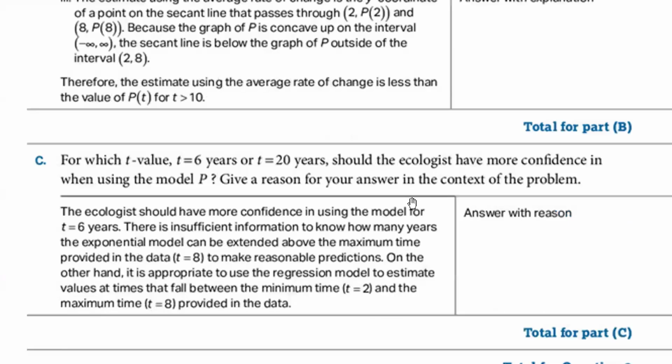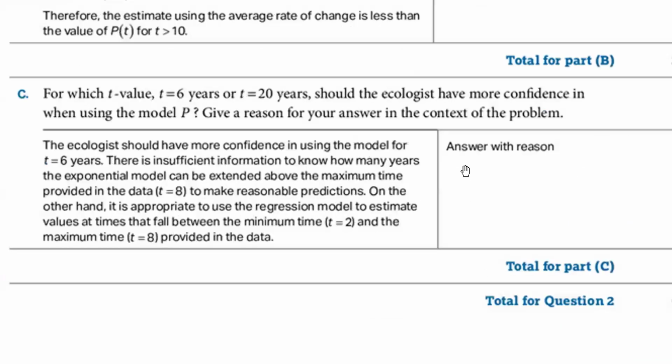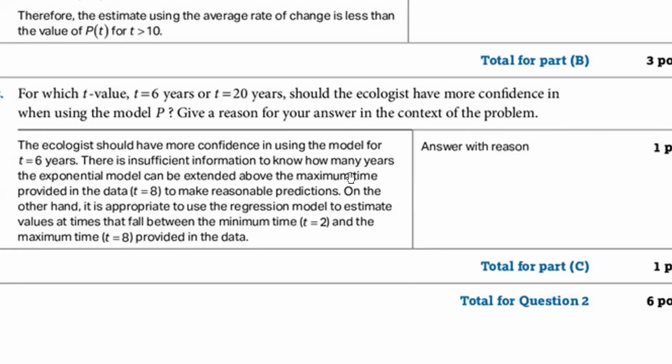And that's the last of that part. Then the next is part C. Part C says for which t value, t equals 6 and t equals 20, should the ecologist have more confidence in when using the model P? Give a reason for your answer in the context of the problem, okay?